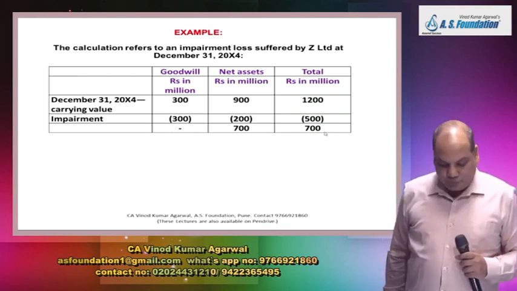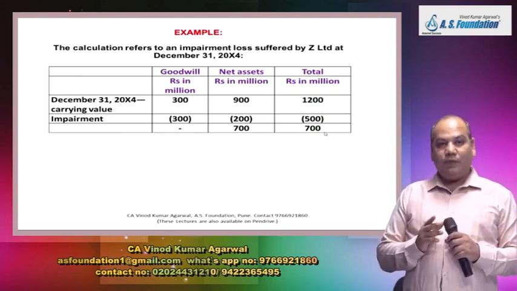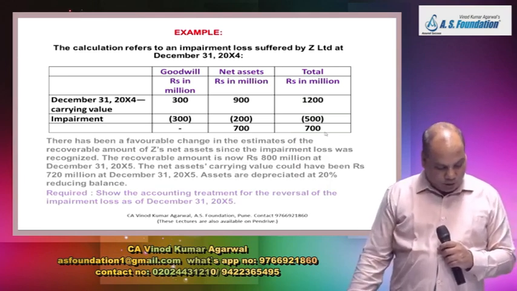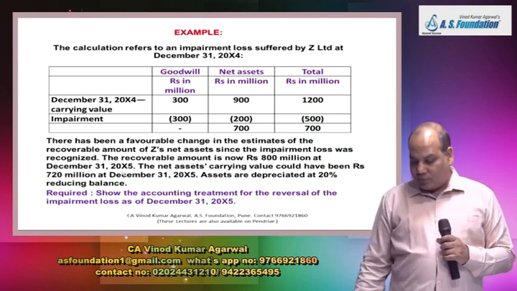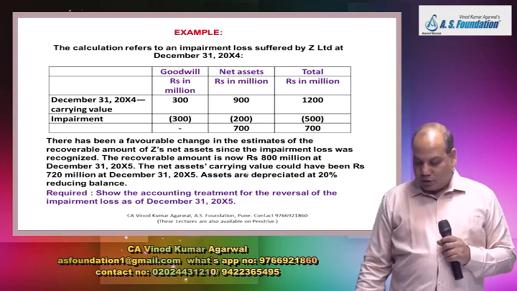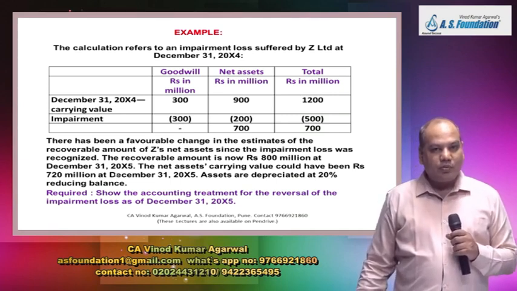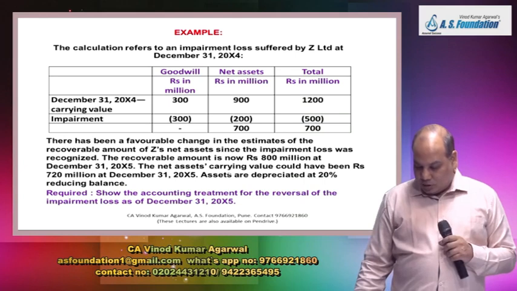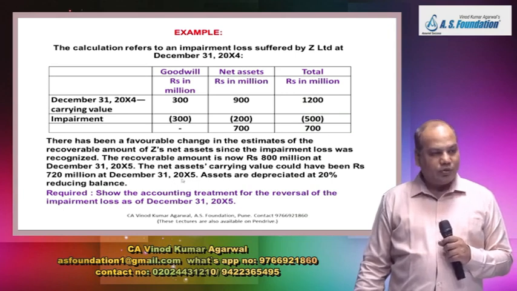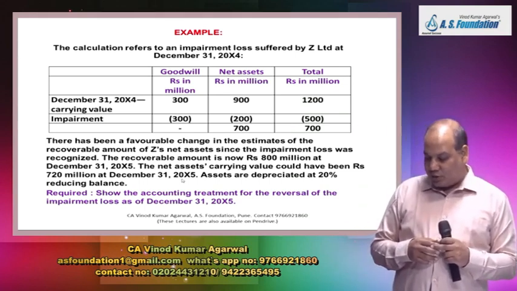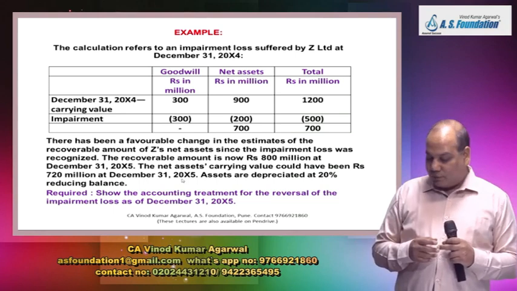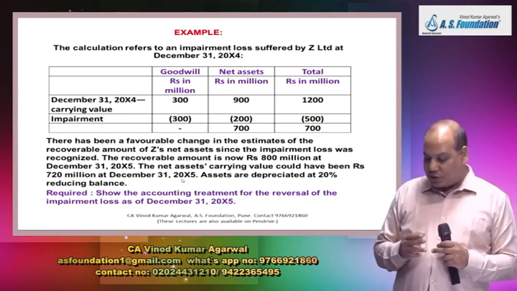Then there is a note. There has been a favorable change in the estimates of the recoverable amount of Z's net asset since the impairment loss was recognized. The recoverable amount is now rupees 800 million at 31st December 20x5. The net asset carrying amount would have been 720 million on 31st December 20x5. Assets are depreciated at 20% on reducing balance. Show the accounting treatment for the reversal of the impairment loss on 31st December 20x5.